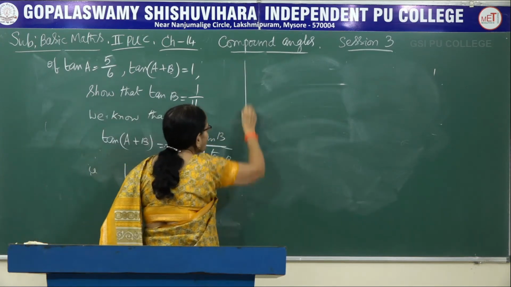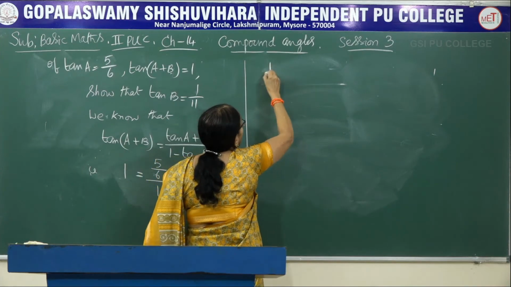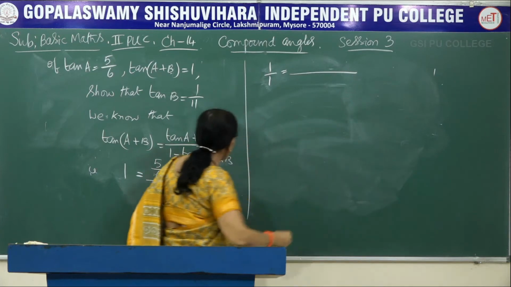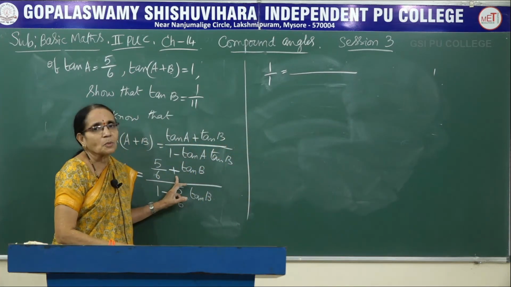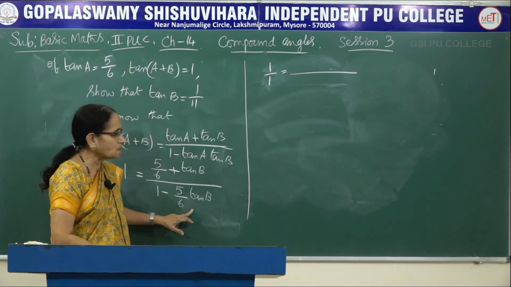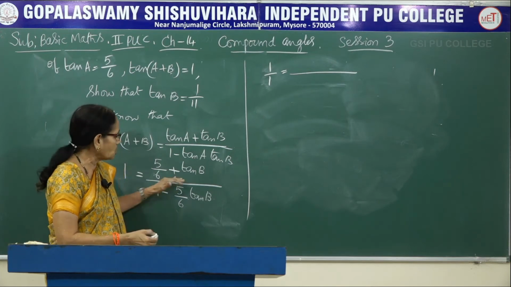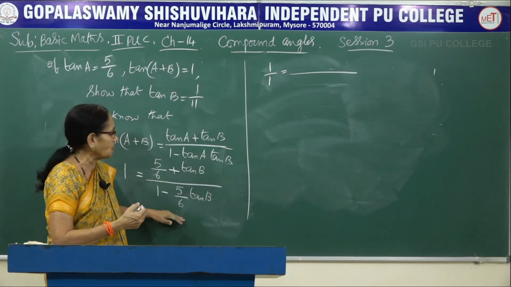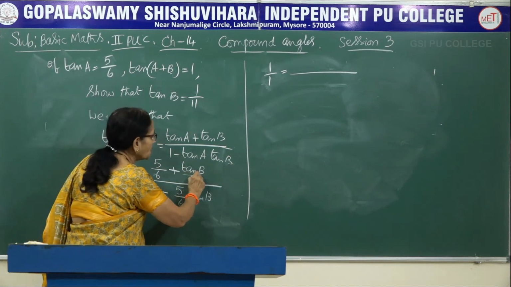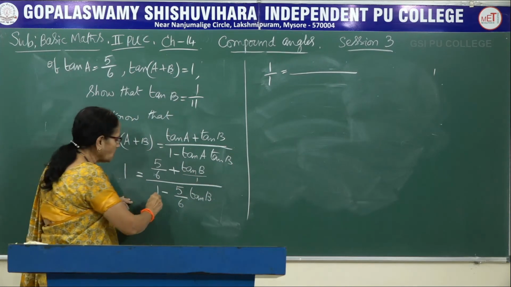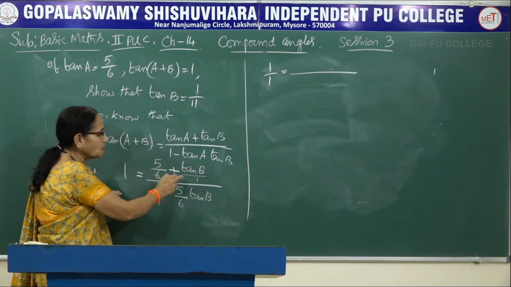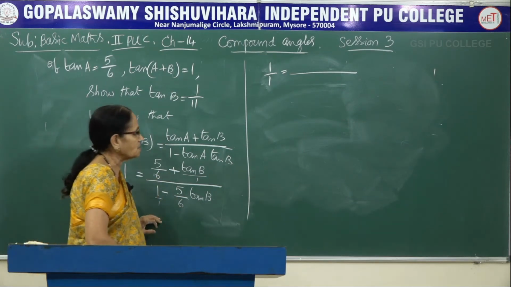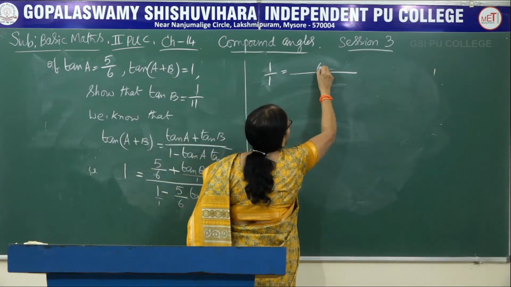Now let's write in the next step, that is 1. I can write it as 1 by 1, and here also you observe that the numerator is the sum of the two fractions, denominator is the difference of the two fractions. So automatically we have to take the LCM for both numerator and denominator separately. Now tan B means it is tan B by 1. 1 means 1 by 1. So for 6 and 1, 6 is the LCM. For 1 and 6, 6 is the LCM. So the LCM would be 6 here.